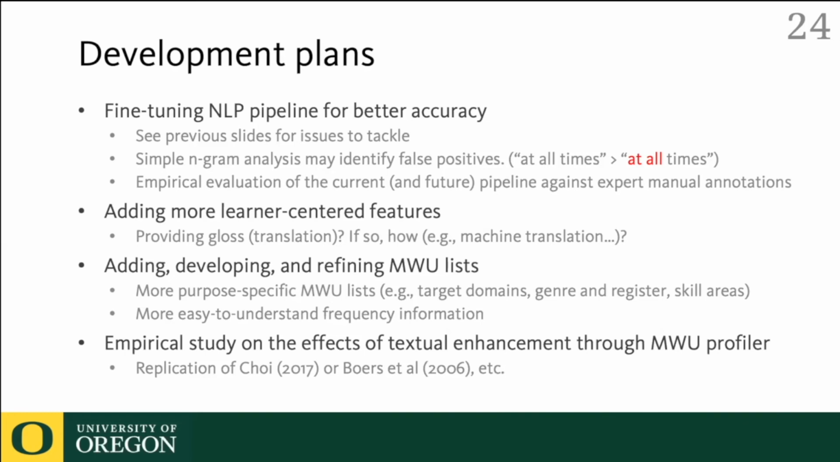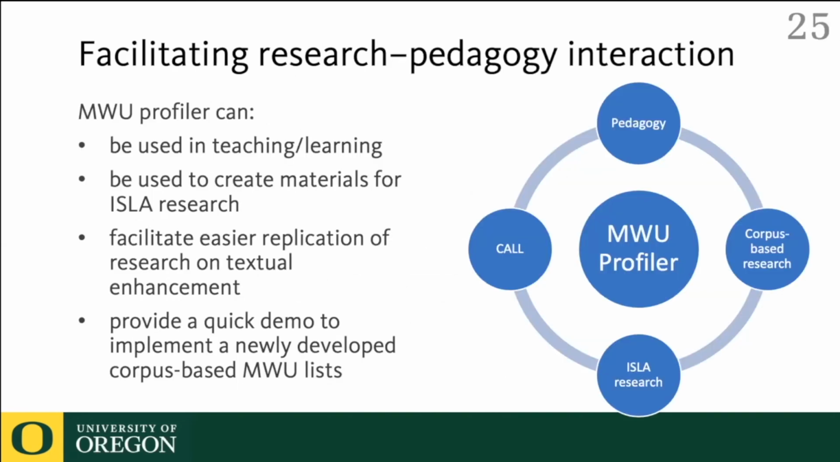So this has to be disambiguated using additional syntactic information, but I haven't been able to implement that feature. We also need to empirically validate the current pipeline by comparing it with manually annotated multi-word units. These are some of the development plans I'd like to mention to close this talk.